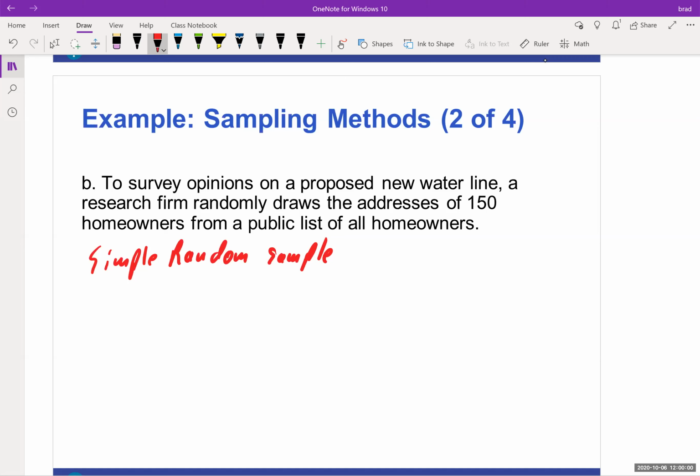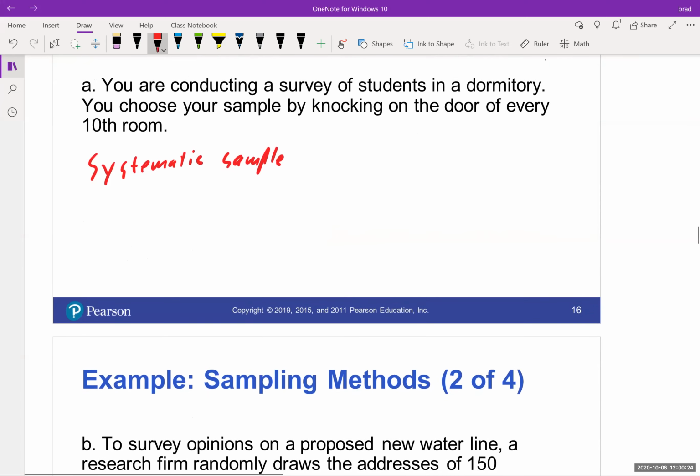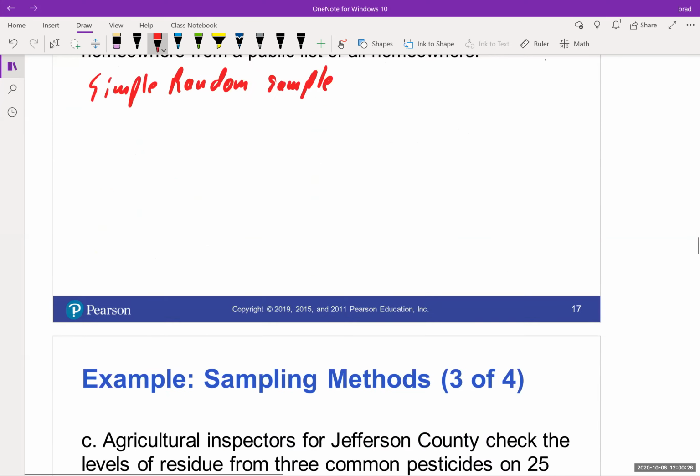Let me just make sure we're doing okay on this. Yeah, okay. And I would say this has a pretty good chance of being representative of the population. And likewise with this one, this should be a pretty good sampling as well. So let's look at part C.